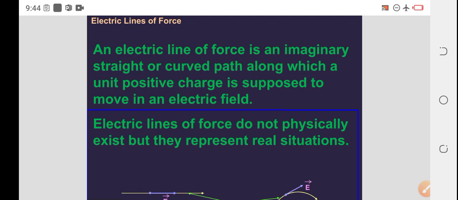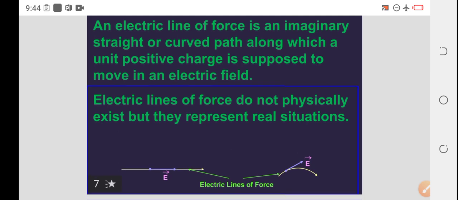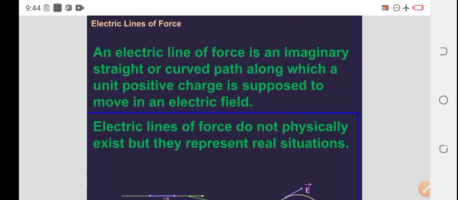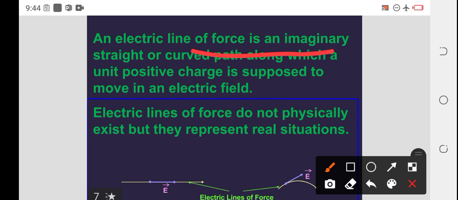An electric line of force is an imaginary straight or curved path along which a unit positive charge is supposed to move in an electric field. In an electric field, what is an electric line of force? It is an imaginary concept. An electric line of force is an imaginary straight or curved path along which a unit positive charge is supposed to move in an electric field, and it is called an electric field line.